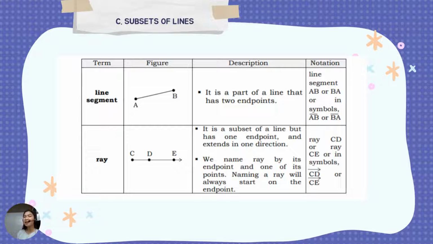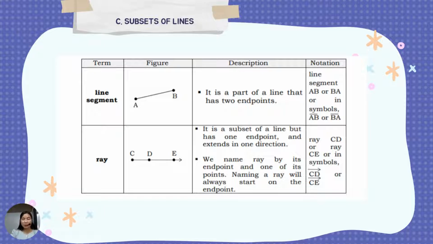Next, the subsets of lines. We have two subsets of lines, line segment and ray. Line segment, in the figure, is from point A to point B. It is a part of a line that has two endpoints. The two endpoints are point A and point B. In notation, that is what we call line segment AB, or we can also say line segment BA, or in symbols, AB with a line segment on the top, or BA.